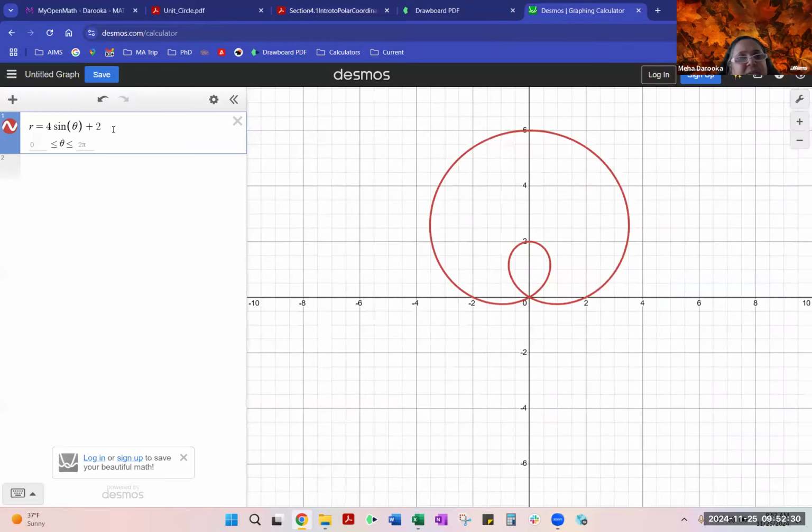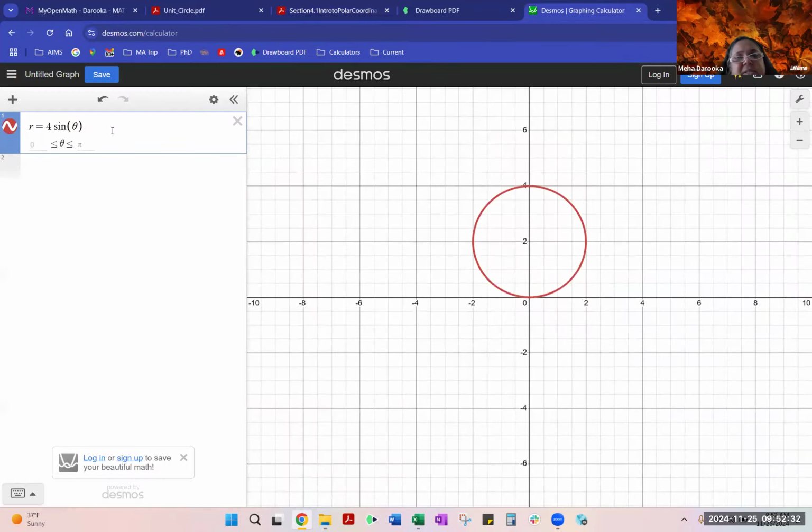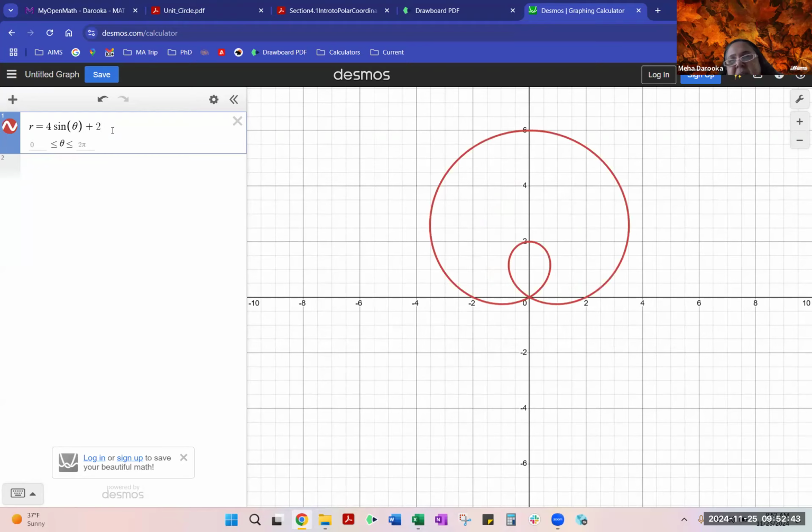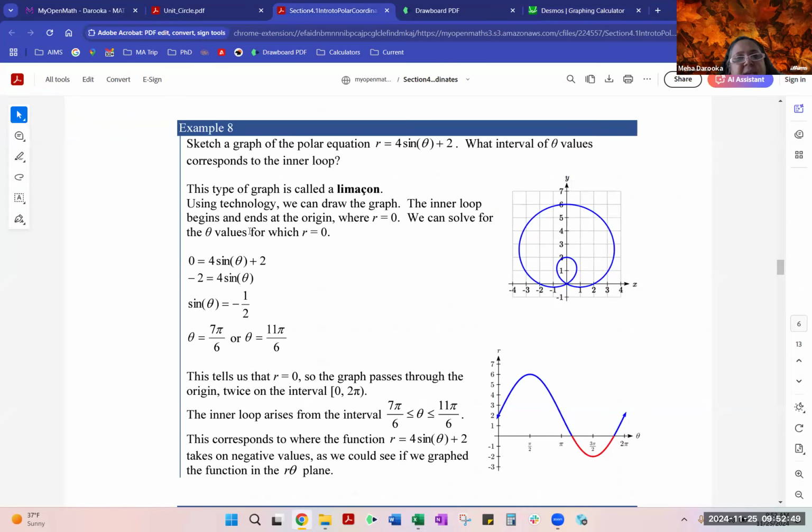So I kind of had this graphed over here. But if I just take that plus 2 away, you will see this ends up looking like a circle, right? And these were some of the examples we had done previously in this section. But as soon as I add that plus 2, you will see that's where it creates that limaçon shape, right? So basically we're saying, again, we can use technology to draw the graph.